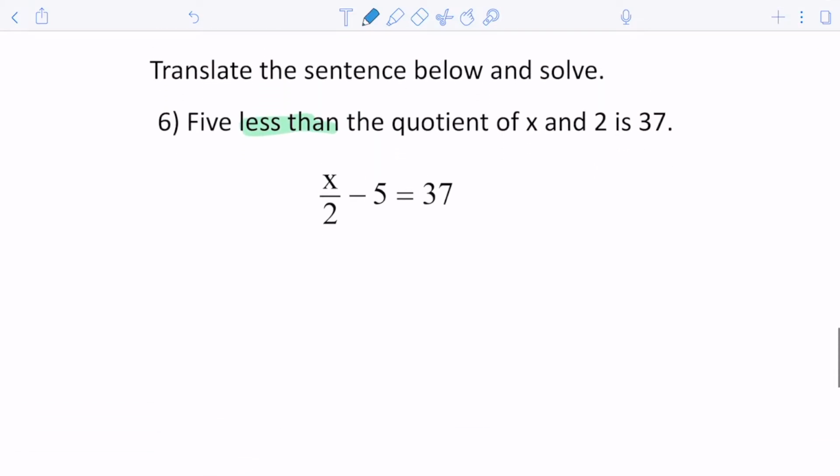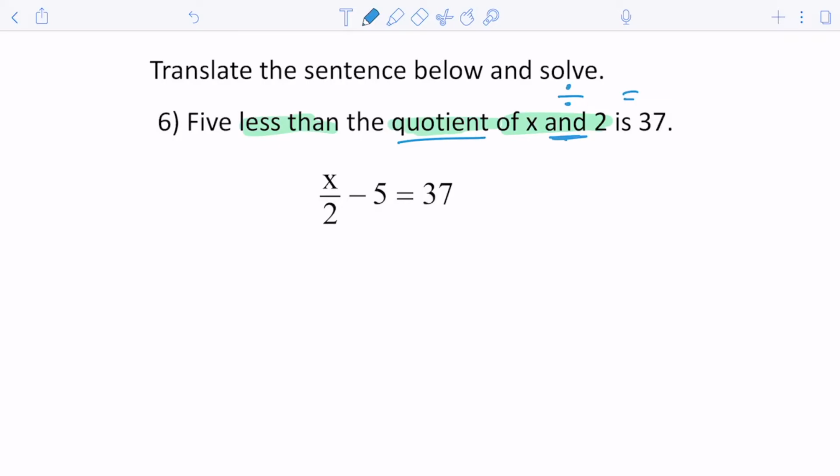So if you have 5 less than something, so it's going to be less than the quotient of x and 2. So whenever you see the word quotient, that means divide. And where you see the word and, that's where the operator goes. So the division symbol is going to go here. And then is, that's the easy one, it's going to be equals. So that's why it looks like this. The quotient of x and 2 can be written as x divided by 2, or x over 2.